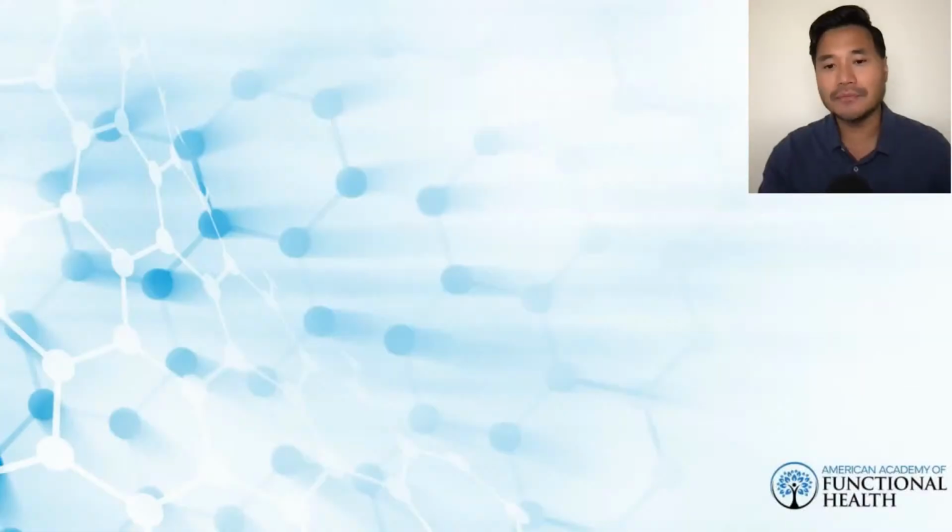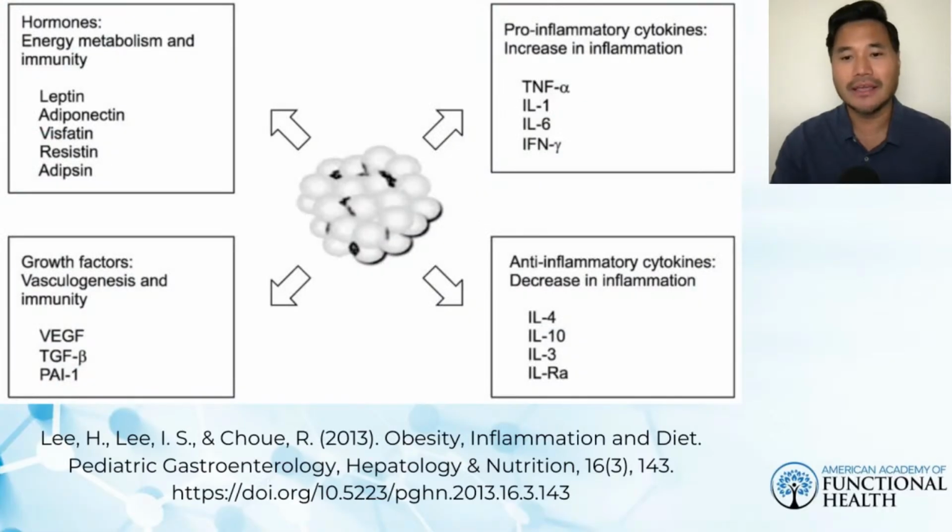So I want to show you a picture from the Journal of Pediatric Gastroenterology, Hepatology and Nutrition. And here we can see that adipose tissue is now recognized as active, as it secretes a variety of adipokines and cytokines, both anti-inflammatory and pro-inflammatory cytokines. Like Dr. Cohen and I, we have the pro-inflammatory red shirt and the anti-inflammatory blue shirt here. So this happens with the adipose tissues as well.